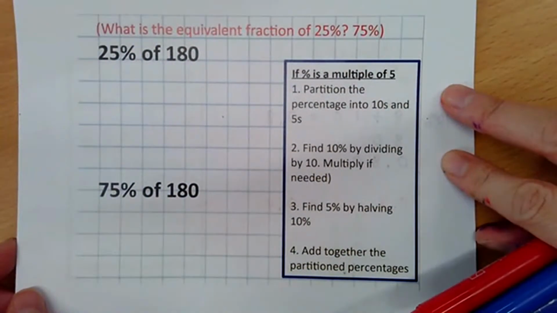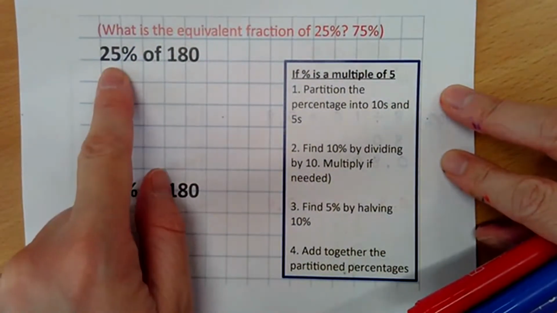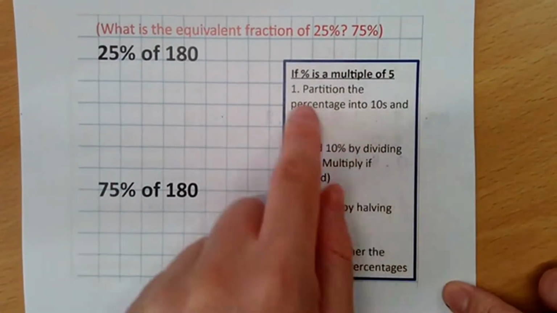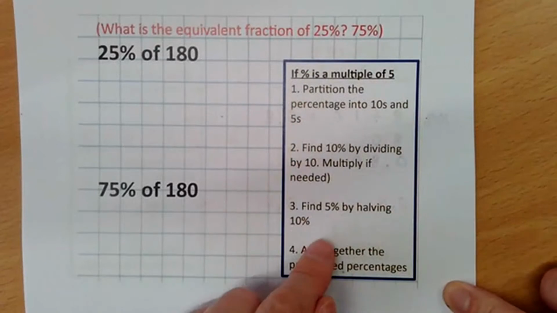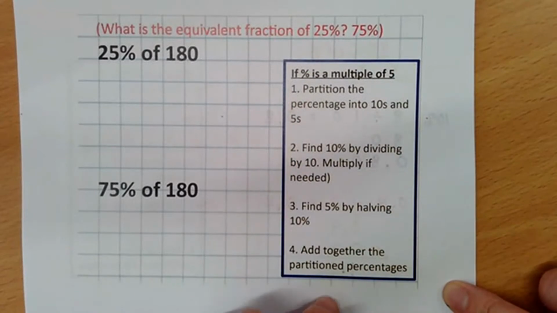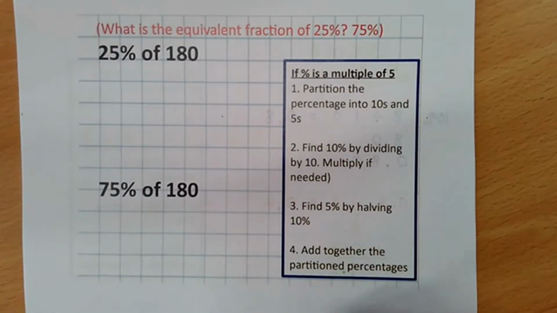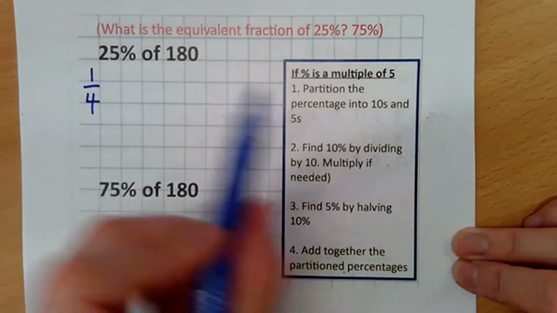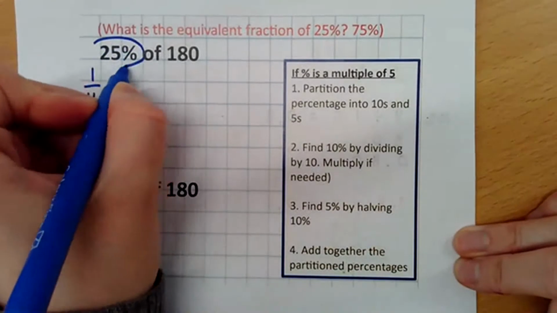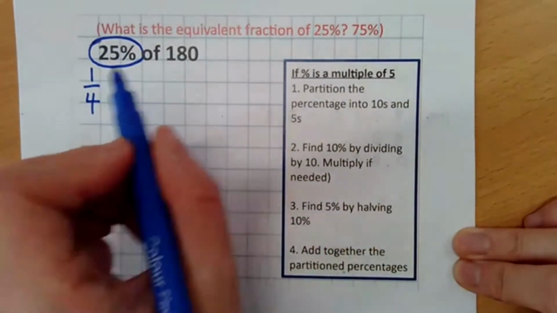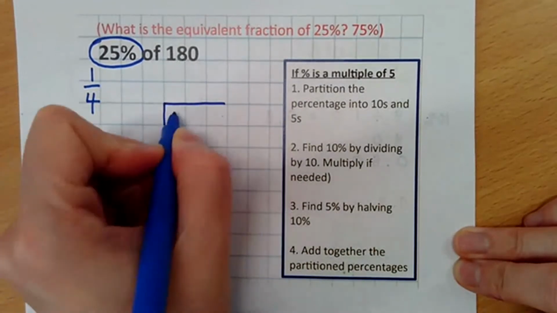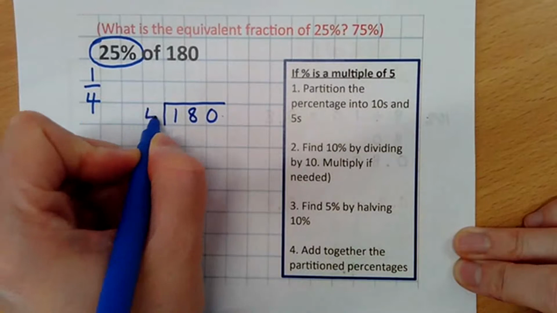Now let's take a look at this. And this question is asking us for 25% of 180. Now I could use these steps to success to calculate it, but there's actually a much easier way. What is 25% as a fraction? Can you remember? Good, it is 1/4. So actually, all I have to do when I'm looking for 25% is divide my number by 4. So 180 divided by 4.